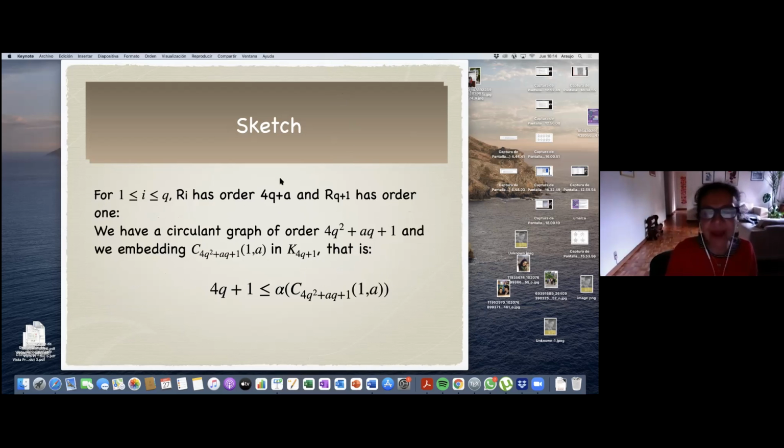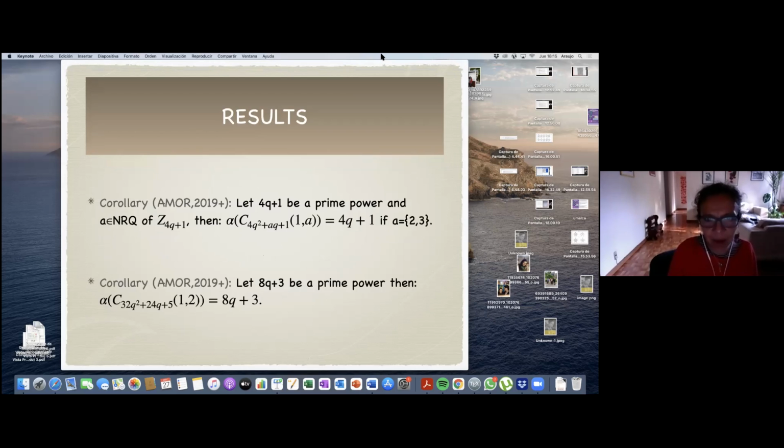And it is easy to see that we have a circulant graph of this order, because each Ri has this order and the last has order 1. In that case, we have a circulant graph with this order because we are multiplying this by Q plus 1. And we have a nice coloring, okay? And now, well, this is the theorem, and I have here a specific case: if a is equal to 2, we also assign the upper bound.